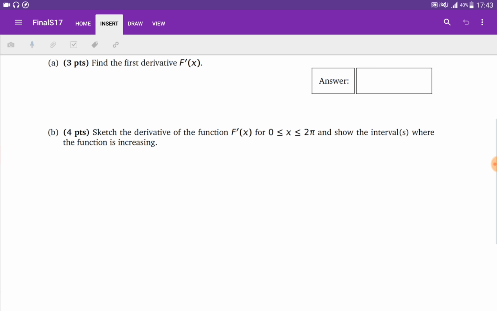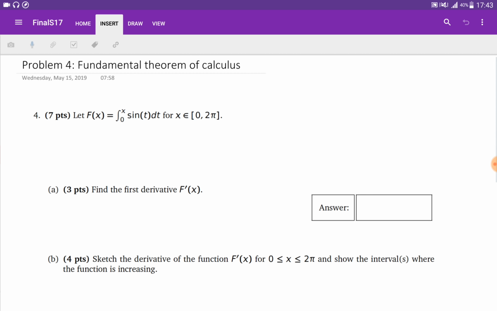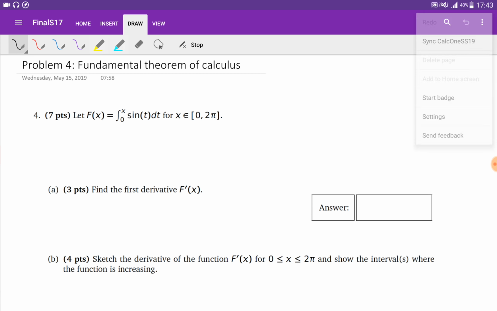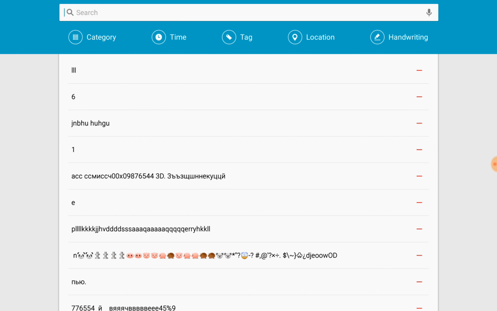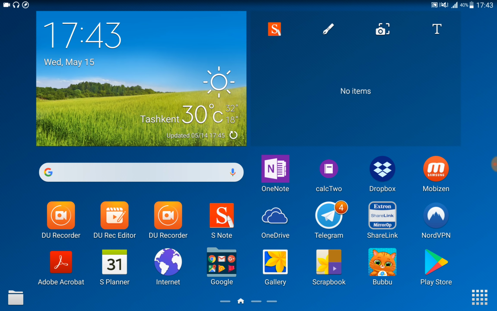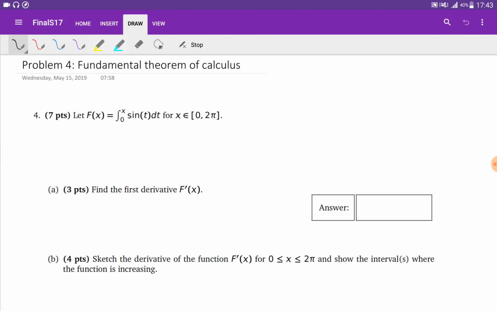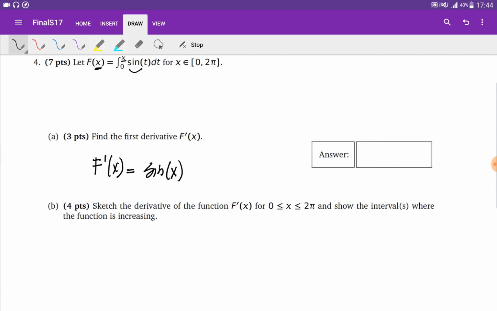Problem number 4 is about the fundamental theorem of calculus. We're given a function which depends on x, and actually this x is on the border of the integration. So the fundamental theorem of calculus tells us that the derivative of this function is simply the function inside the integration, which is sine, and instead of t, I just need to put x.